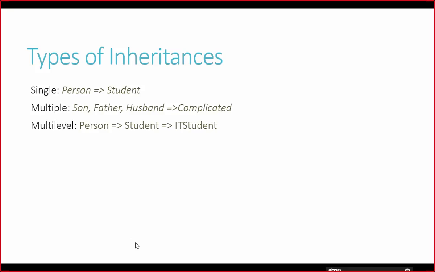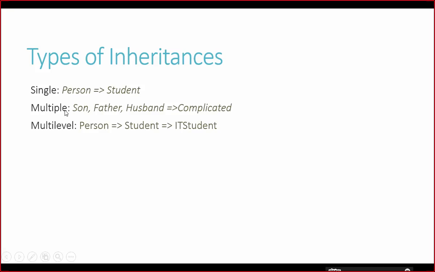So what are the types of inheritance? One we already know. It's a single inheritance, like person derives from student. So this is called a single inheritance, like I am inheriting from a single class.